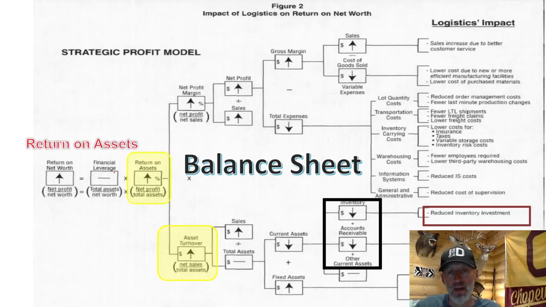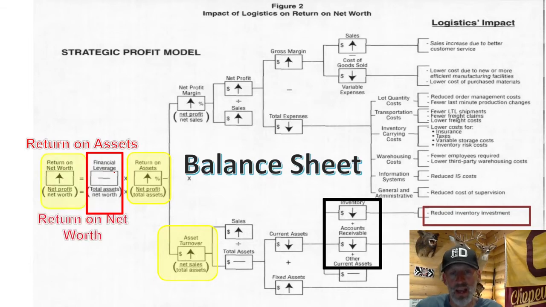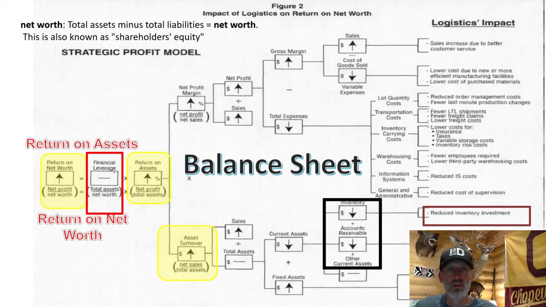Again, that formula, asset turnover, goes into our return on assets, again, driving our financial leverage as well as our return on net worth. Okay, so that was just a summary. And again, net worth is total assets minus total liabilities. Sometimes it's referred to as shareholders' equity.